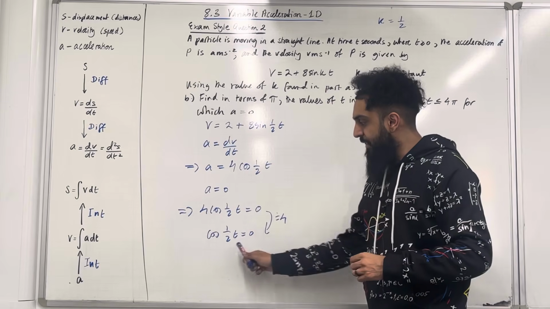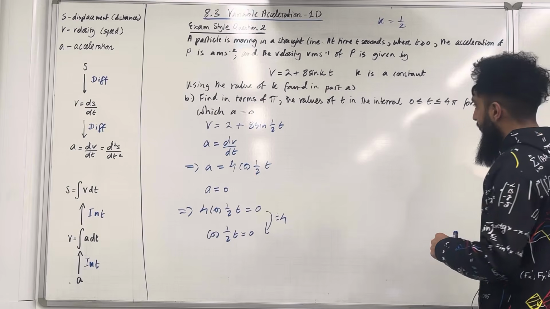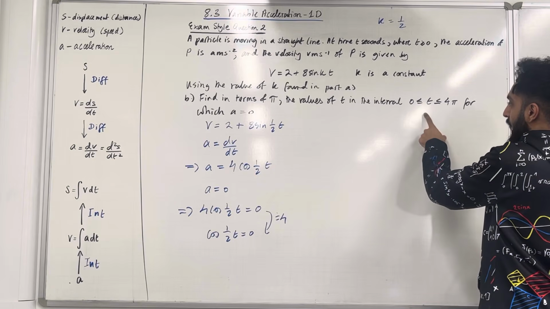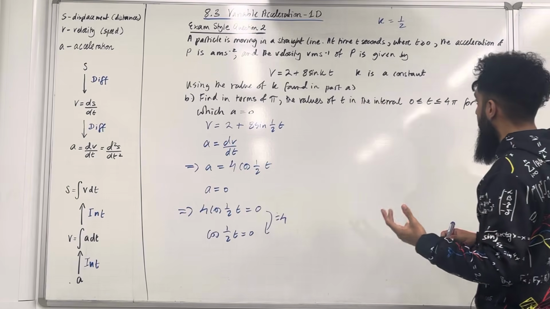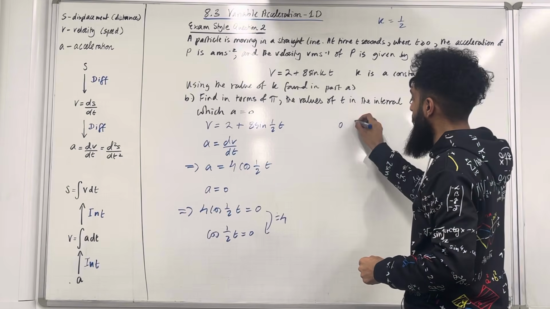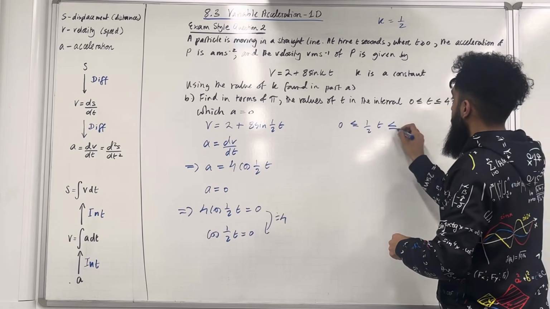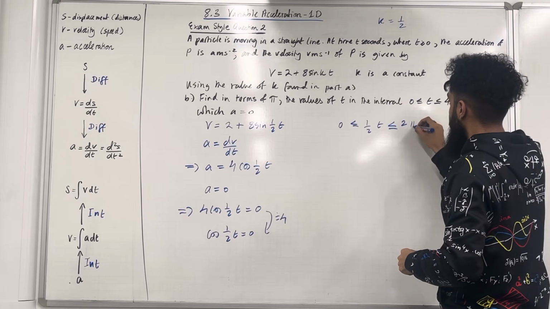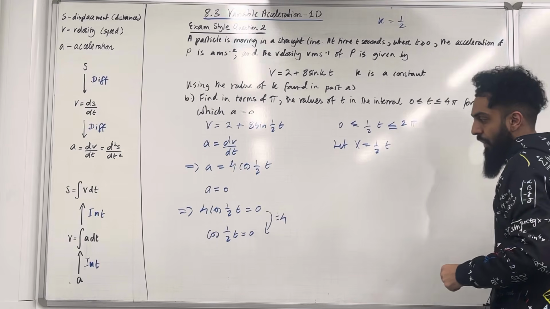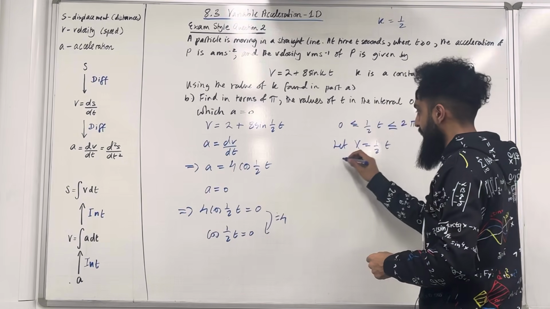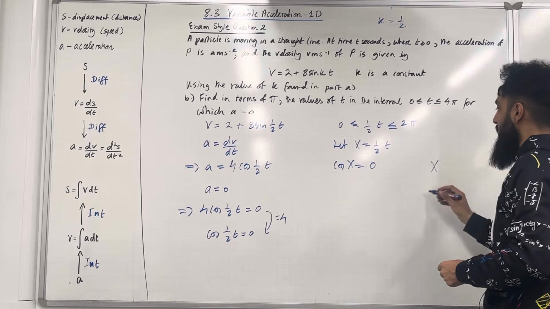Now we want to solve this particular equation for t between 0 and 4 pi inclusive. First of all, we're going to transform this whole interval. Each element of this interval is going to be multiplied by a half. So 0 times a half is just 0. t times a half is a half t. And 4 pi times a half is 2 pi. Now we're going to let x equal a half t. So we're solving cos x equal to 0 for x between 0 and 2 pi inclusive.